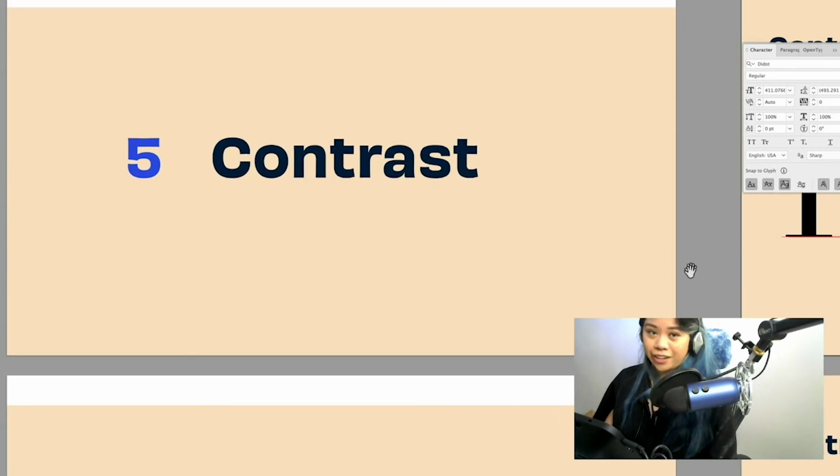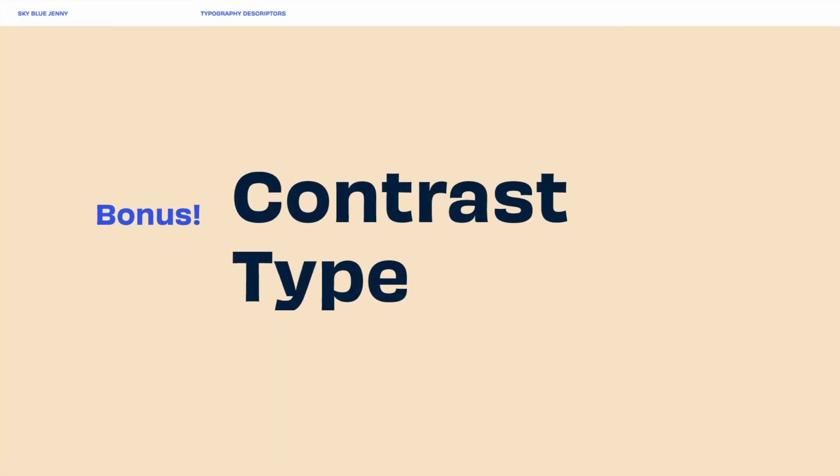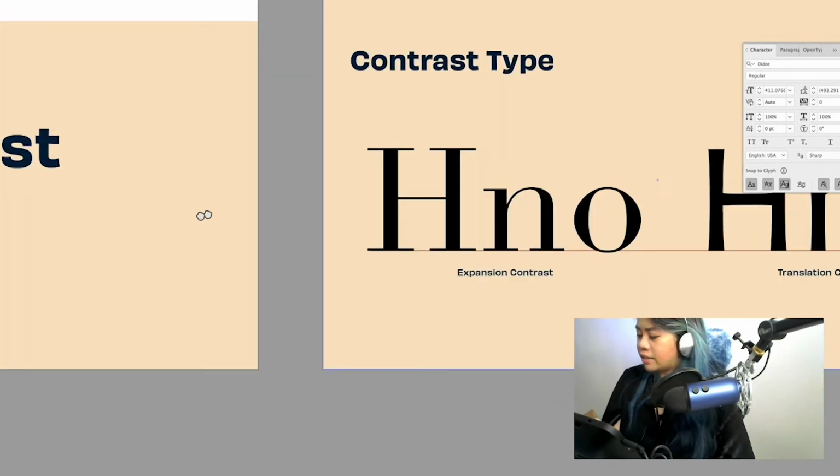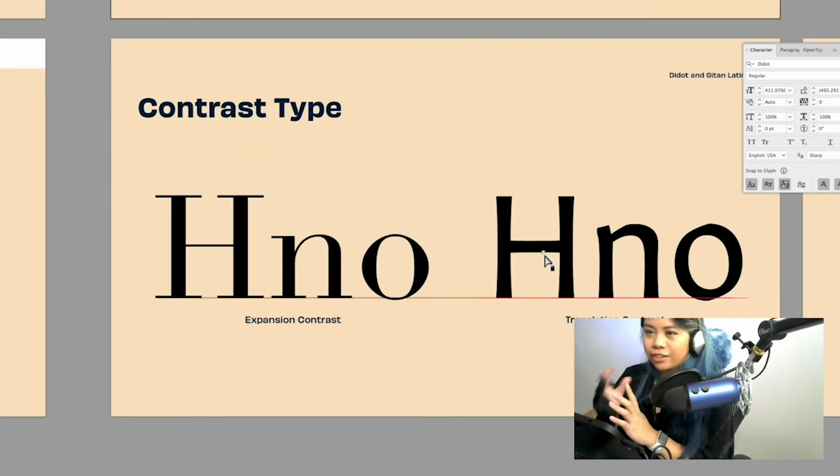So that was number 5, but I'm going to give you a bonus descriptor here, and that is contrast type. We talked about contrast, the difference between thicks and thins. Now contrast type is actually the rules that distinguish where the thicks and thins should be going, and this is looking at the two types of contrast: expansion and translation contrast.